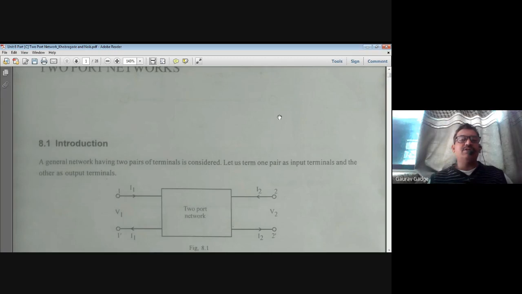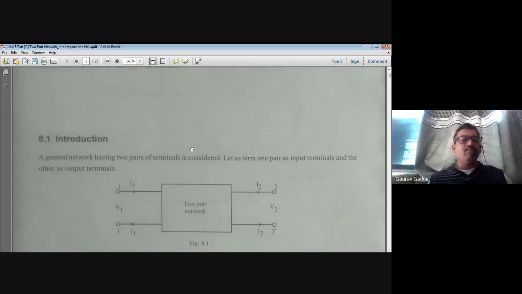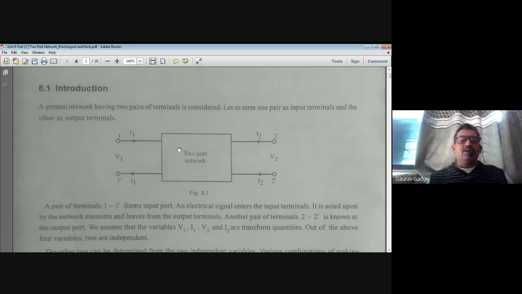So let us start with the introduction to this two-port network. All the networks are basically a two-port network. The definition of two-port network: we have two terminals given, one as input terminal. You can see in the diagram, which is represented as 1 dash with the input voltage V1 and current I1 connected to a two-port network, and the output terminal is V2 connected between 2 and 2 dash. So output voltage is V2 and corresponding current is I2.